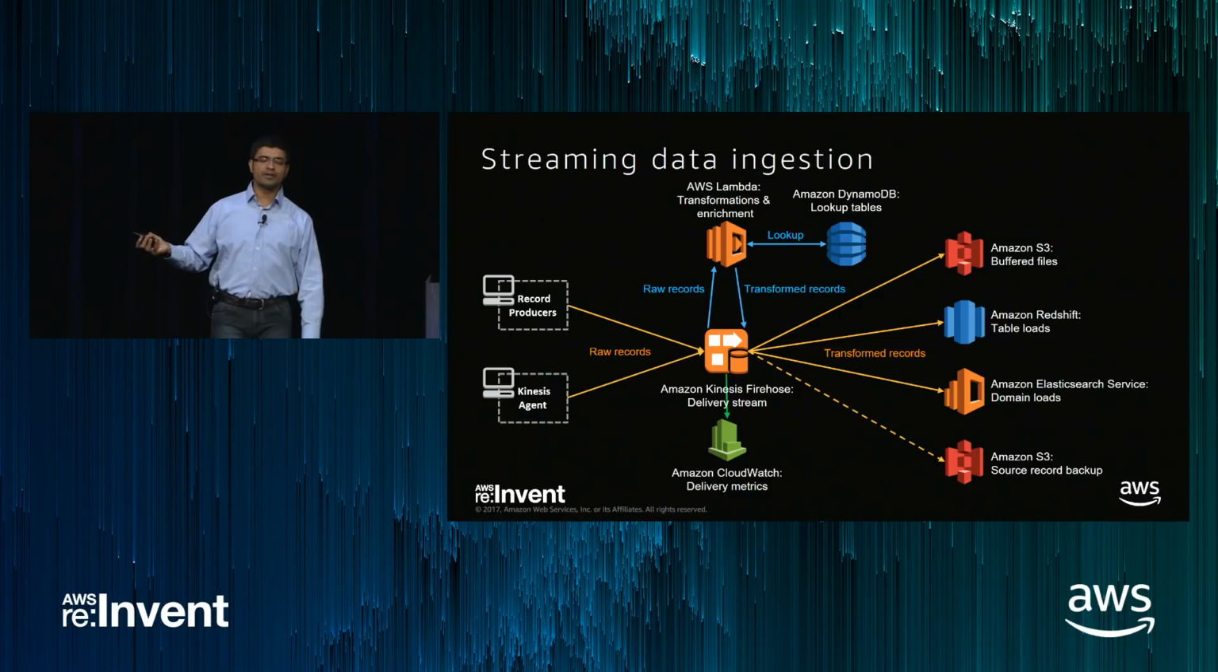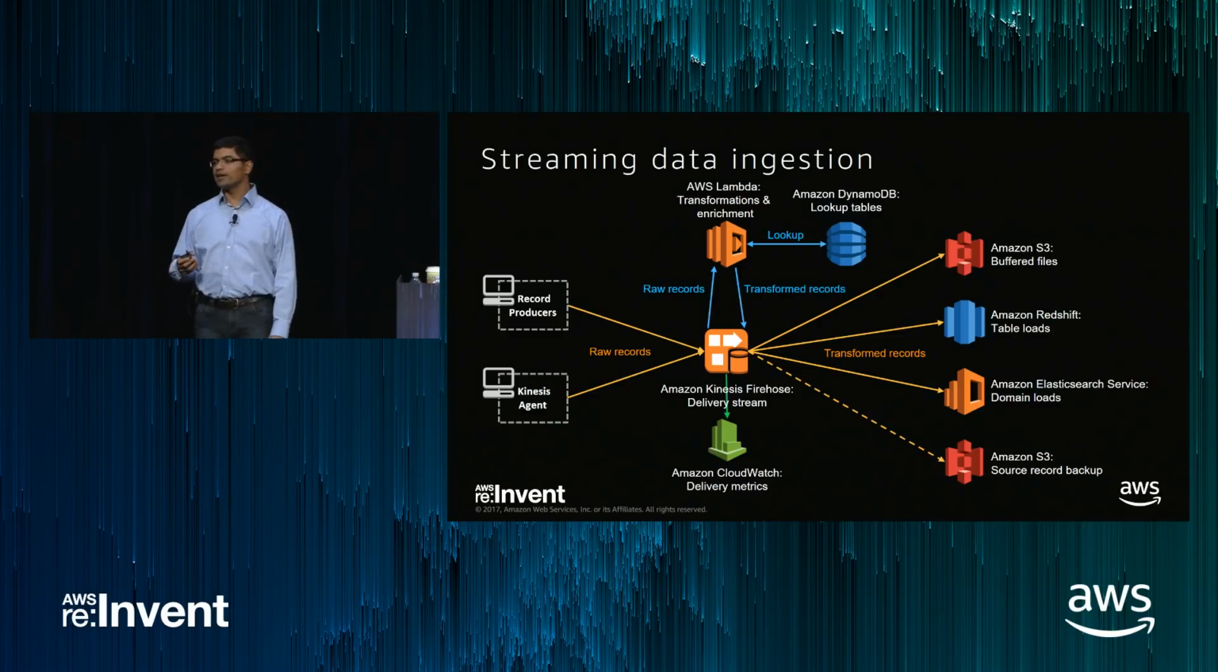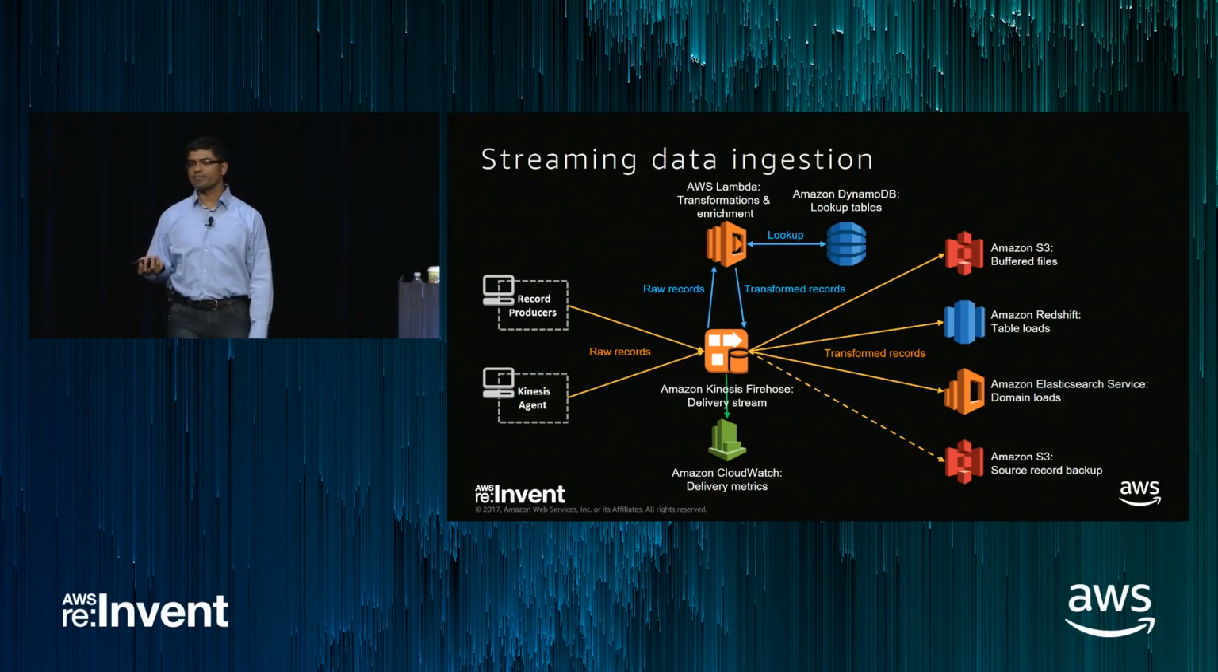The pattern at the bottom here is also a common thing that we see customers do. This is a feature called source record backup. So when you're doing transformations, you might want to keep a copy of the untransformed raw records, and enabling this feature gets Firehose to send a copy of that to an S3 bucket that you define.